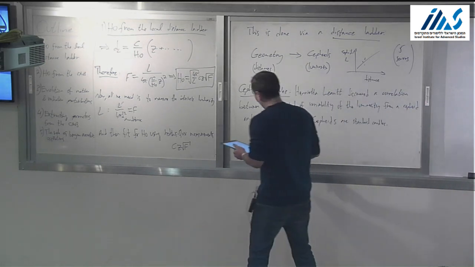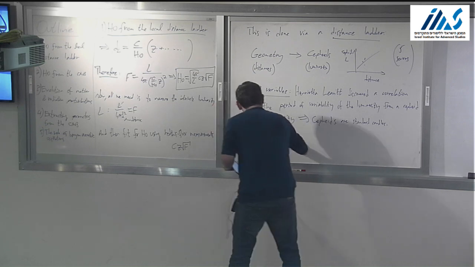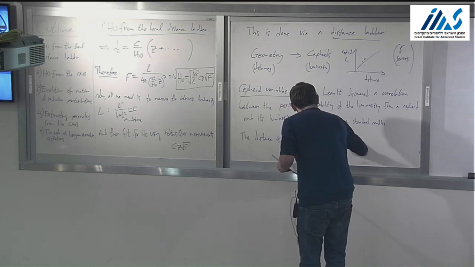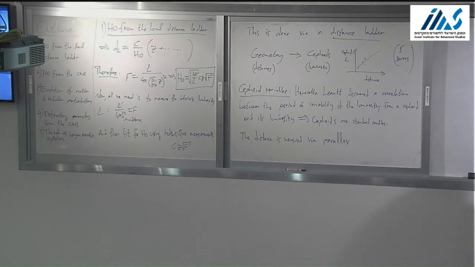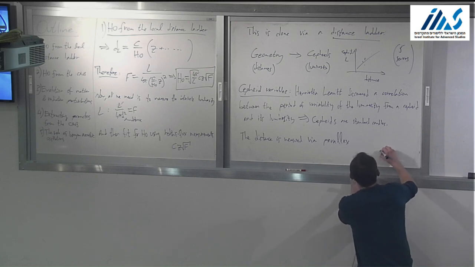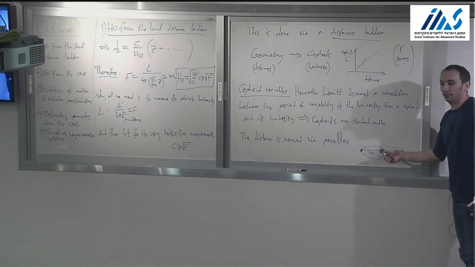Okay? How do we measure the distance? The distance is measured via parallax. Do you know what parallax is? So what you do is you observe, so this large thing is the sun. Okay, the Earth goes around it. So the distance is 1 AU, roughly, okay, between the Earth and the sun.